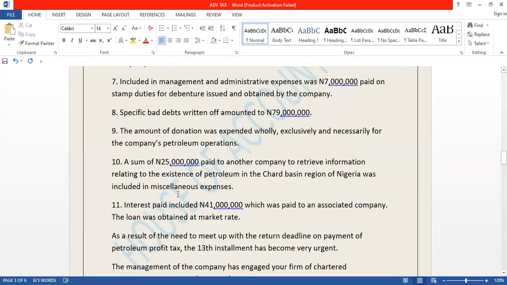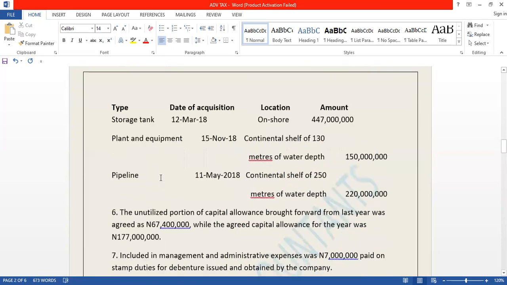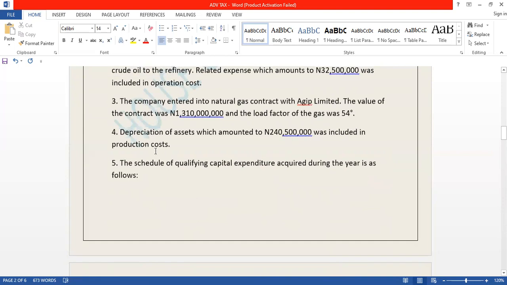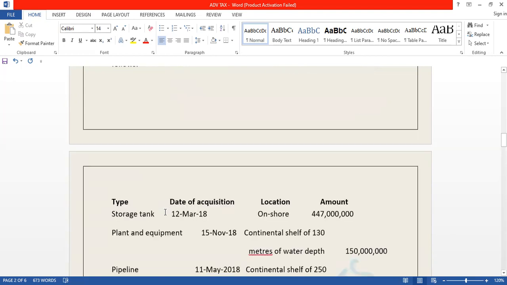So let's go to the next one, note 4. The note 4 here is talking about depreciation of assets, which amounted to 240, which was included in production cost. So when we get to that production cost, we do the adjustments necessary on that. Then the schedule of qualifying capital expenditure acquired during the year is as follows.